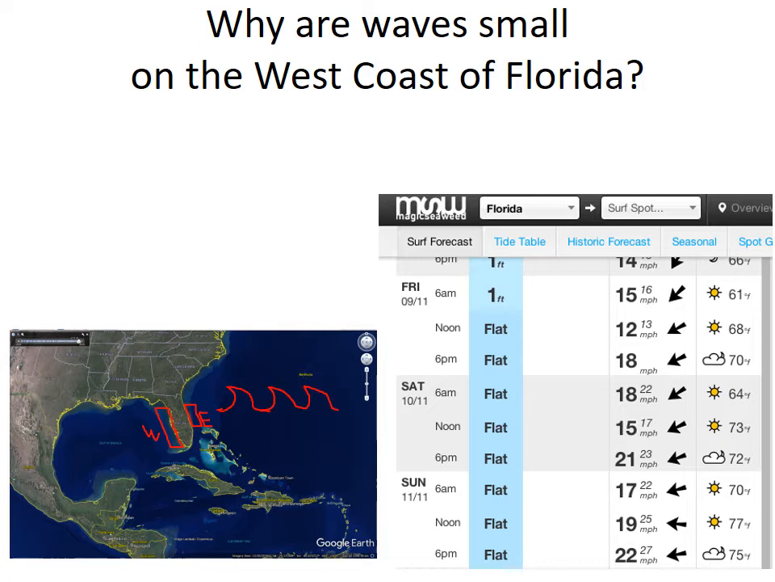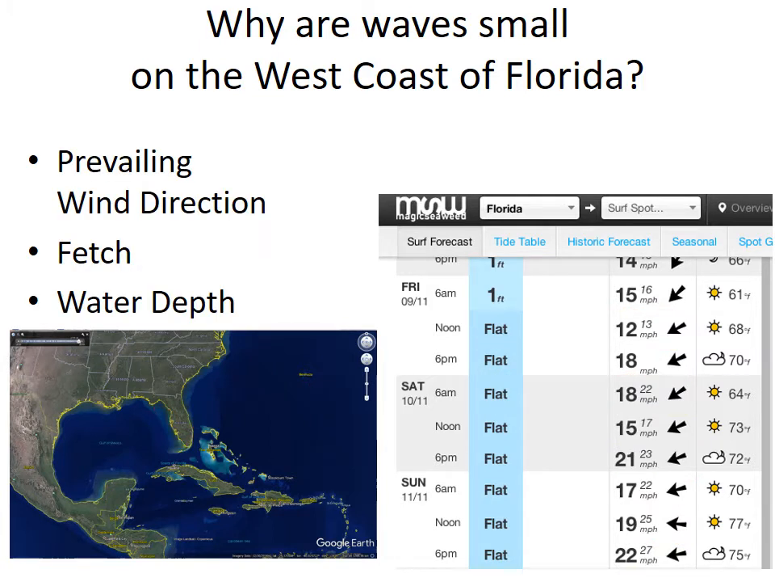So why would the waves be so small on the west coast of Florida in comparison to the relatively large waves on the east coast of Florida? And it's not just a wind thing, because there can be plenty of days where there's relatively strong wind on the west coast of Florida, and this is the wind from a surf report. And yet, even when there's this relatively strong wind, you often still have flat surf with no waves. So why is this? What gives? Well, it turns out that the direction of the wind is very important.